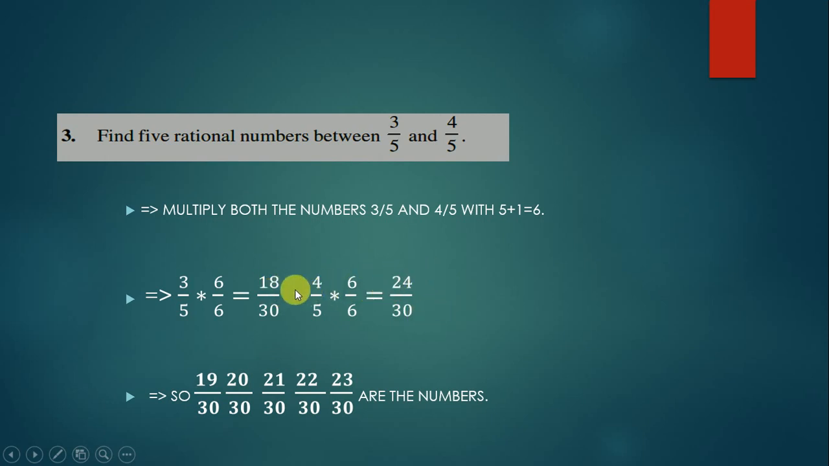Numbers in between are the answer. So in between, which are the numbers? 19 by 30, 20 by 30, 21 by 30, 22 by 30 and 23 by 30 are the numbers. Okay.